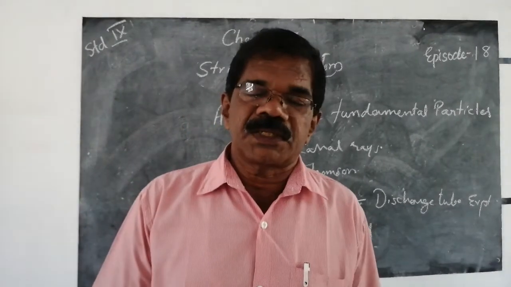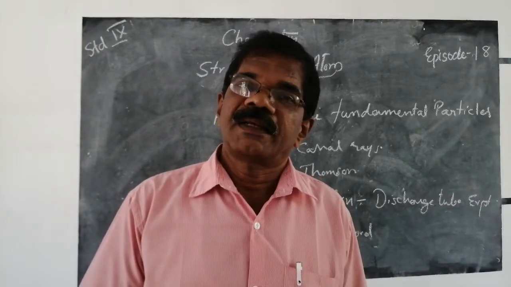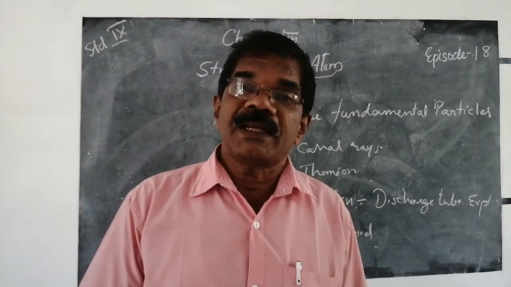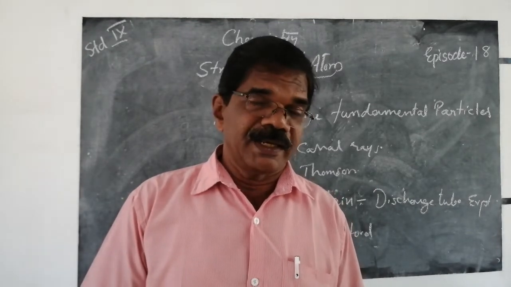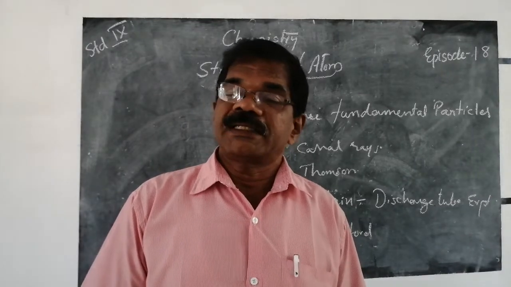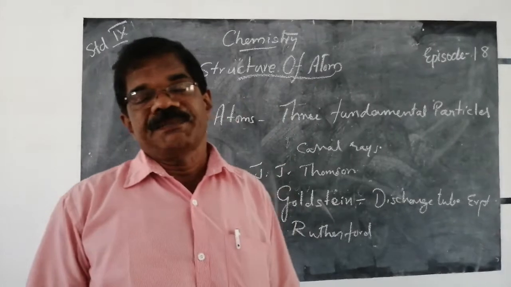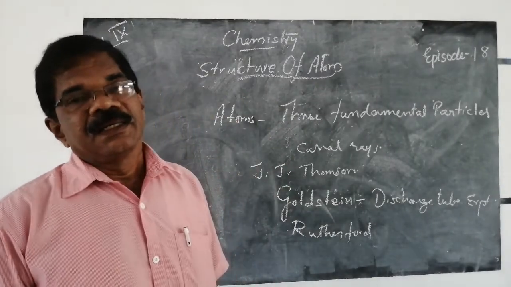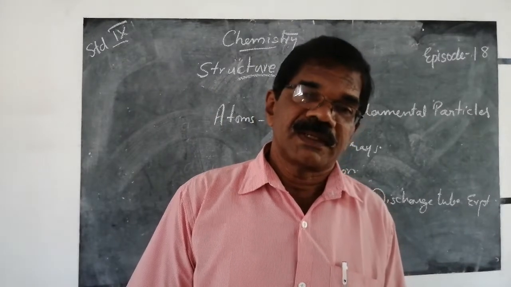The scientist Rutherford conducted the gold foil experiment. He prepared a very, very thin layer of metal sheet using gold. Then he passed alpha particles, alpha rays, through the gold foil.